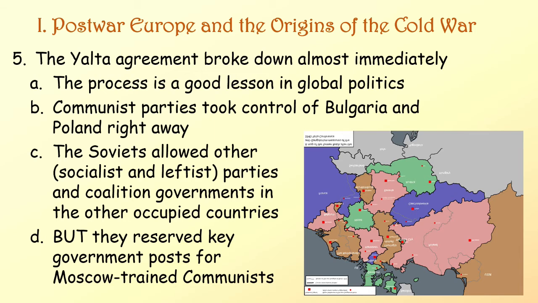The process is a good lesson in global politics. Communist parties took control of Bulgaria and Poland right away. The Soviets allowed other socialist and leftist parties and coalition governments in the other occupied countries. But they reserved key government posts for Moscow-trained communists.